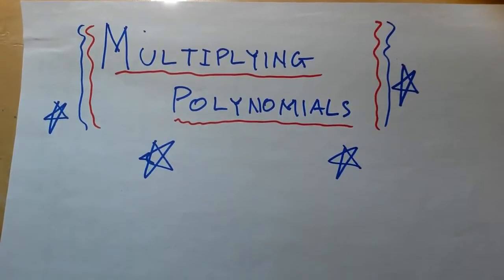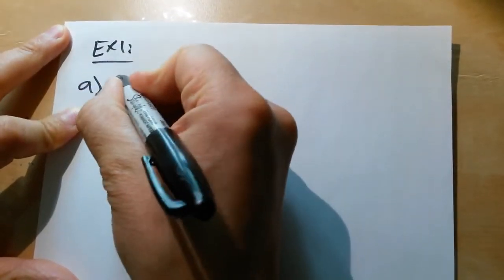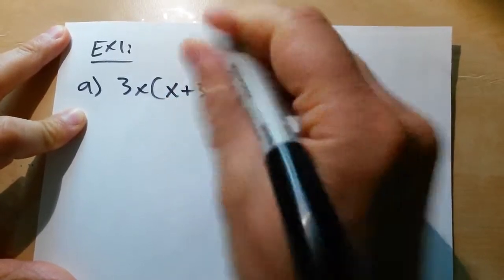Right, so let's start looking at some examples first, and you can follow along with your handout as well. Right, so example 1, on your handout, I believe it says the following: you have 3x times x plus 3.